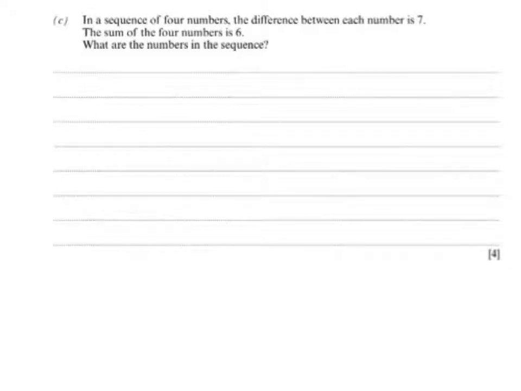Q5c, still on sequences, but a little bit different this time. So we're told we've got a sequence of 4 numbers. So I'm going to write that we're going to have a first number, second number, third number, and a fourth number. And we know that the difference between each number is 7.